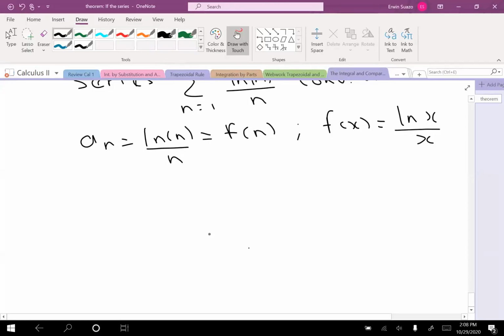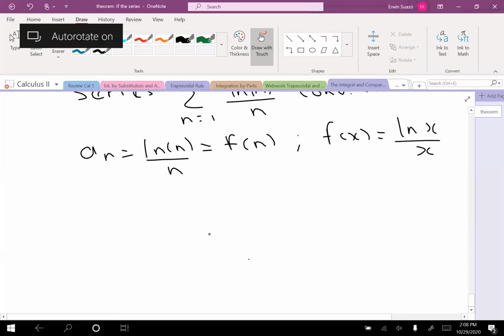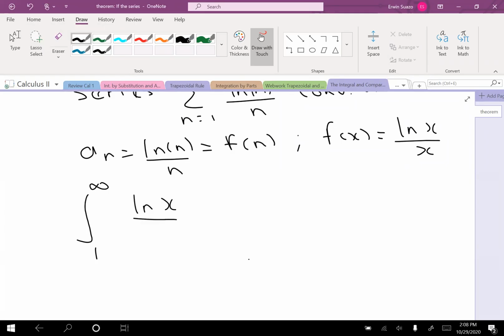But what I need to do is to see if I can find the integral of this. If I cannot, there's not too much that I can do, right? So let's find the integral of this. The integral between 1 and infinity of ln of x divided by x dx. So go ahead, guys. I give you 3 minutes to find this integral.